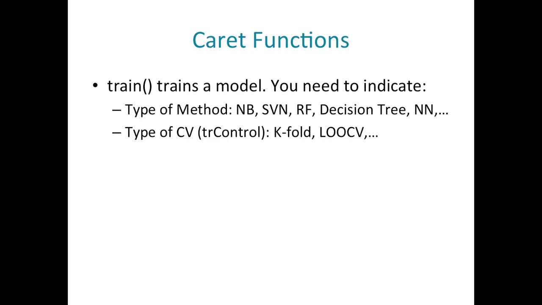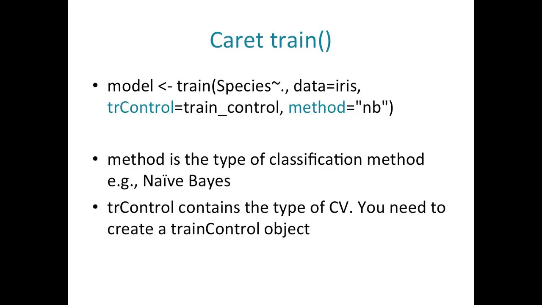In the train function, what you do is tell Caret to train a model using a specific method. So you can tell it to run naive Bayes, support vector machines, random forest, decision tree, whatever you want to run. And you also need to mention the type of cross-validation that you want to use. Do you want to use k-fold, or whatever else you want to use. This is an example of what the train function would look like.